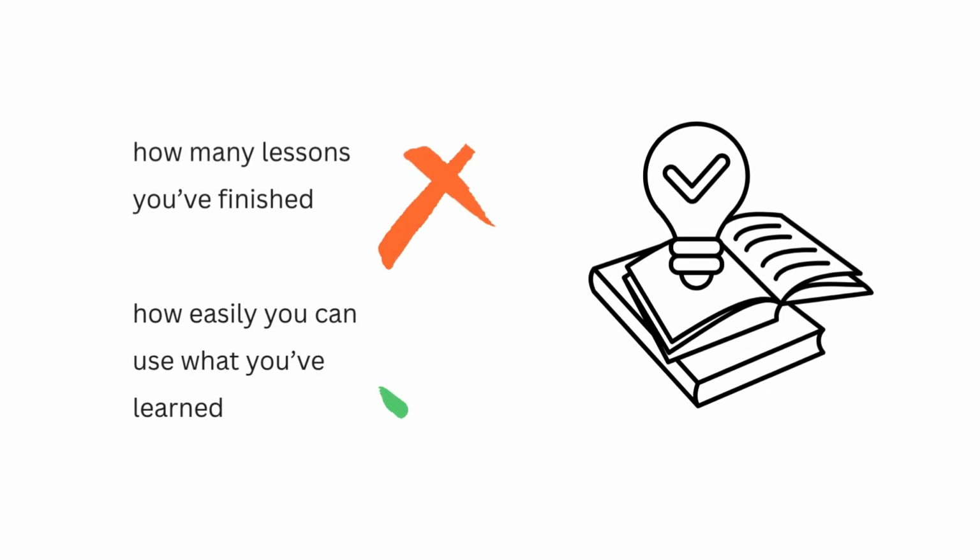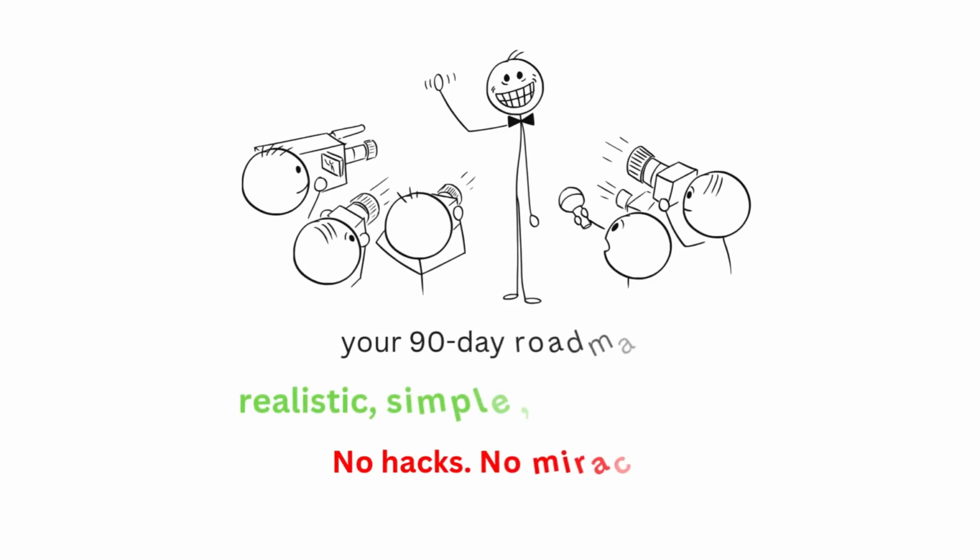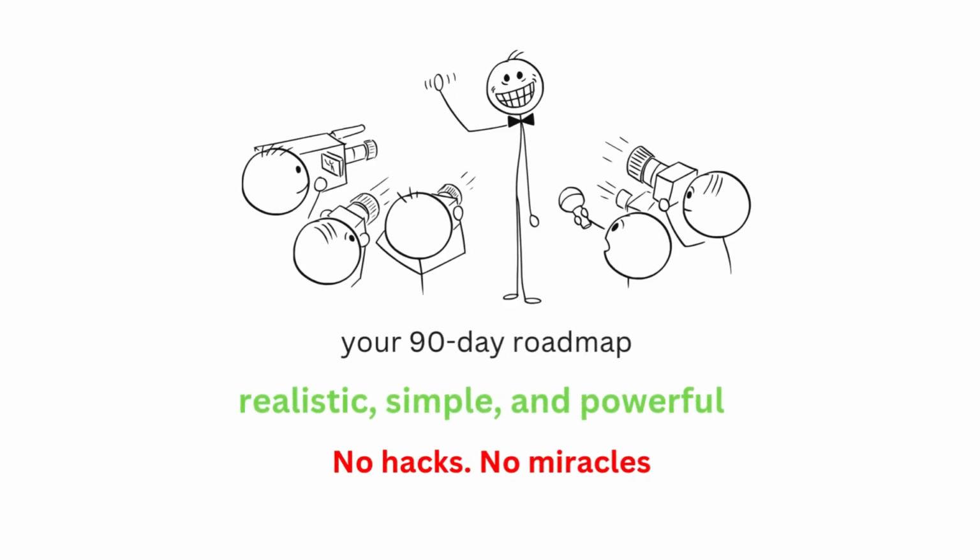Also, don't measure progress by how many lessons you finished. Measure it by how easily you can use what you've learned. If you can build 50 sentences with the words you know, you're doing amazing. So that's your 90-day roadmap. Realistic, simple, and powerful. No hacks, no miracles. Just a system that works if you stick with it.